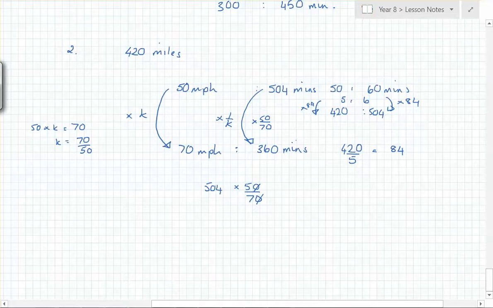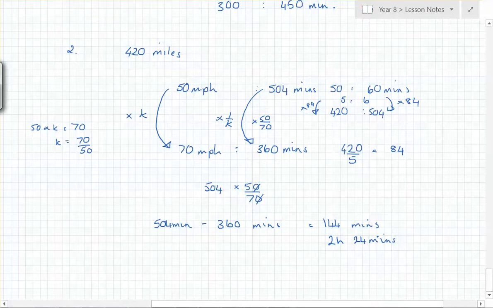Is that the answer that you got? Did you work it out without doing this? Right, so remember, we always check the question: how much time does he save if he travels at 70 rather than 50? So we do 504 minutes, subtract 360 minutes is 144 minutes, or 2 hours and 24 minutes.